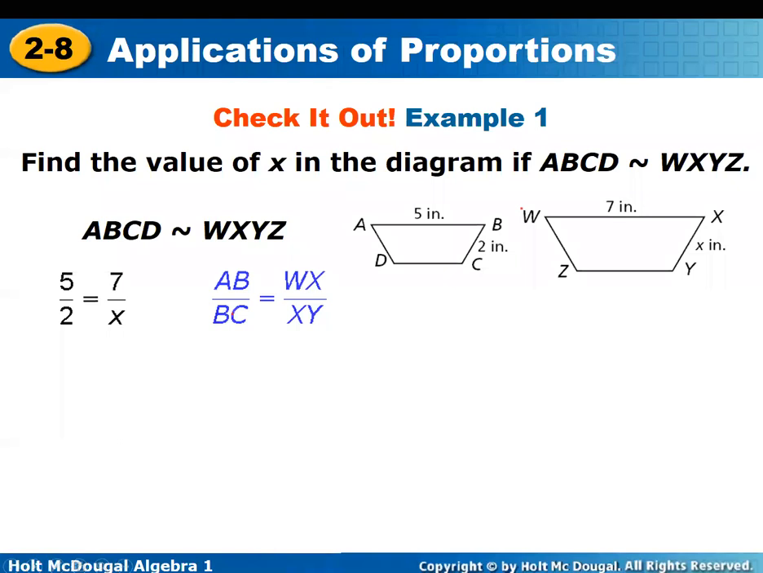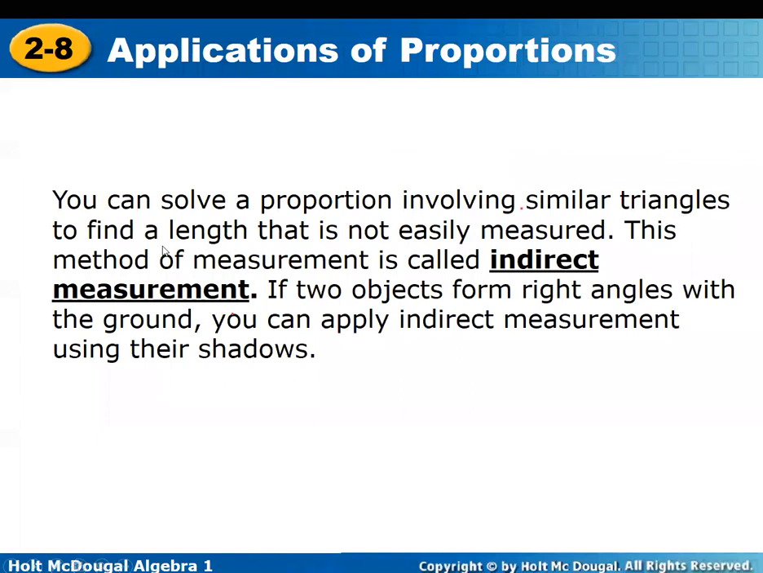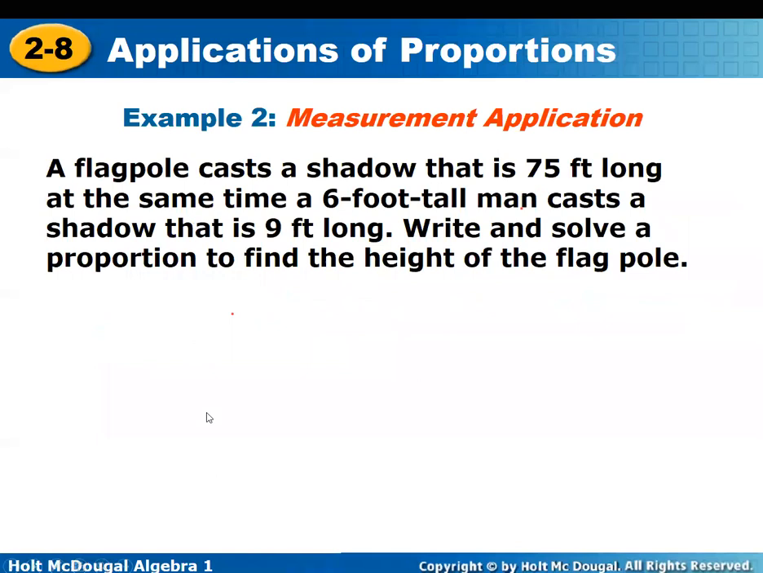In this one, you can solve a proportion involving similar triangles to find the length that is not easily measured. This method of measurement is called indirect measurement. So we are going to talk about something called indirect measurement. If the two objects form right angles with the ground, you can apply indirect measurement using their shadows. Let me give you an example.